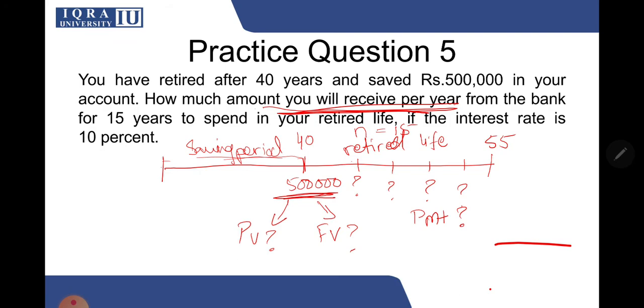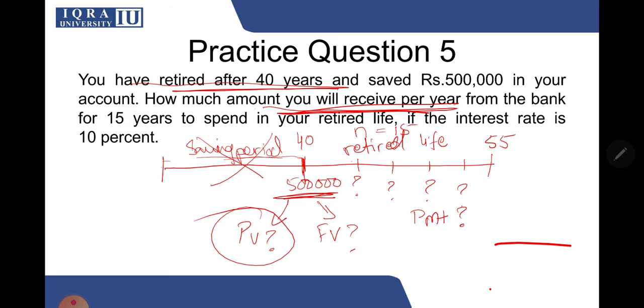Now this is a value coming 40 years later, so you might assume that this is a future value, but that is incorrect because your question is beginning from here. It says you have retired after 40 years, so this period is no longer present. You are 40 years old right now. So actually this age 40 is time 0 right now. You have retired. So this 500,000 is actually your present value over here.